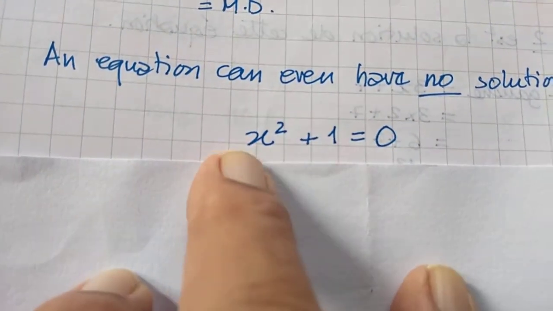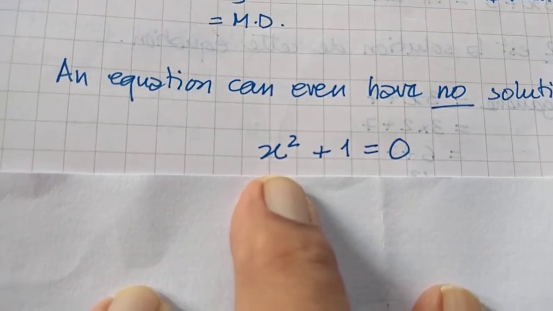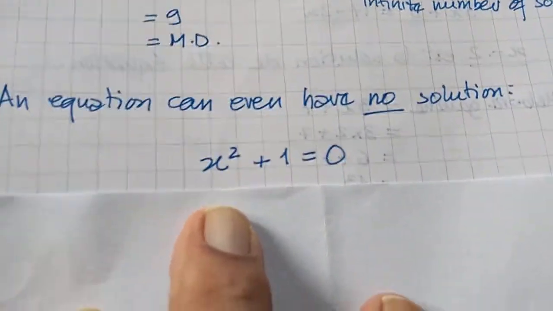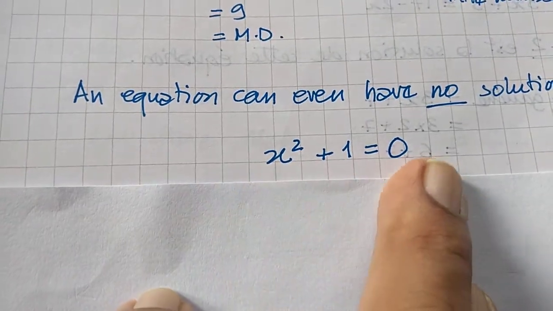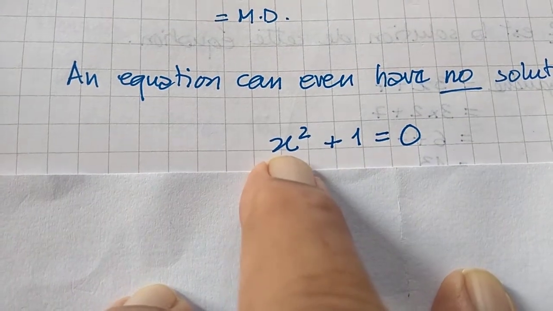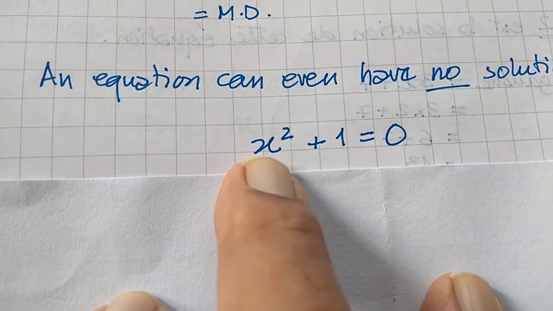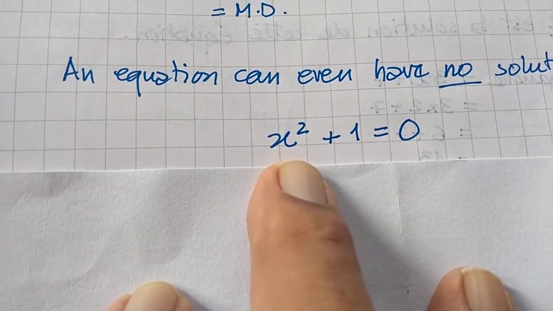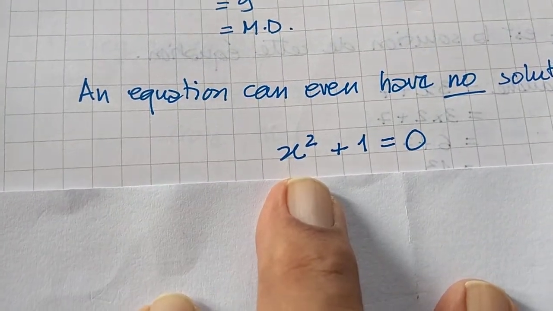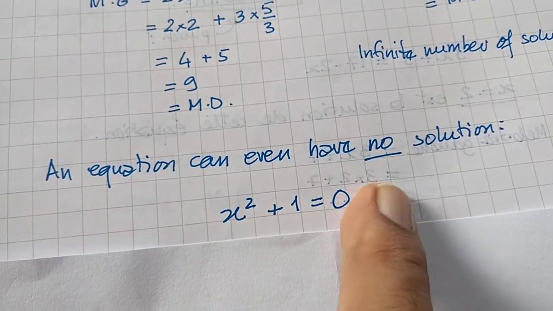If you try to find a value for x that will satisfy this equality, you will never find one. Not unless you use something called imaginary numbers. The only way this equality can be satisfied is if x squared is equal to minus 1, because minus 1 plus 1 will equal 0. But if x squared is equal to minus 1, you are asking me to take the square root of minus 1, and the square root of minus 1 doesn't exist. There is no number that, multiplied by itself, will give me minus 1. So this equation has no solution.